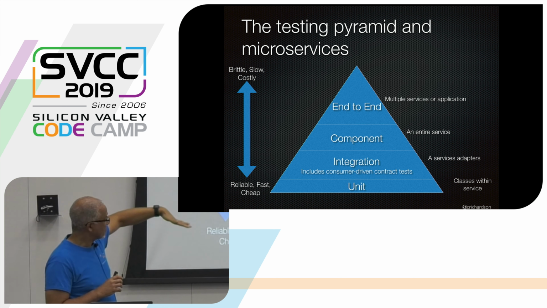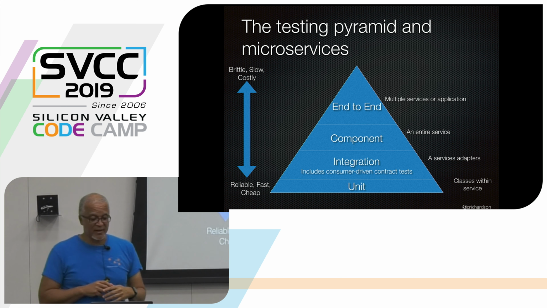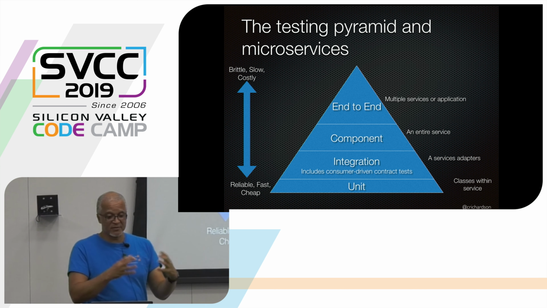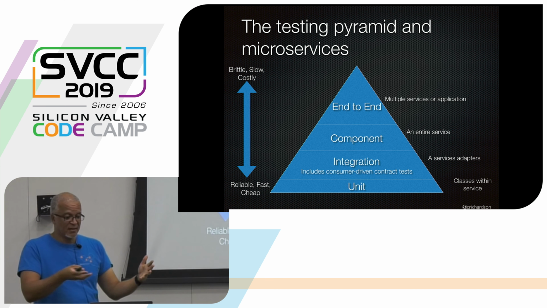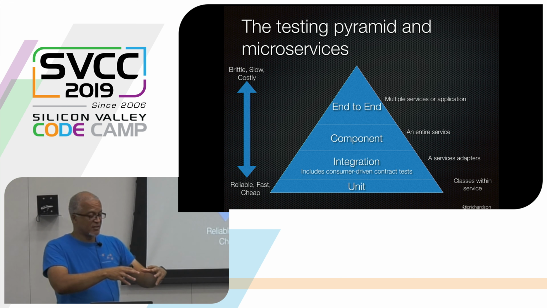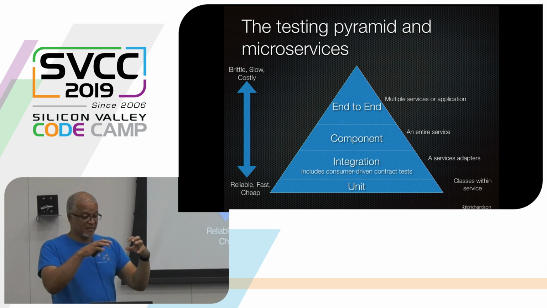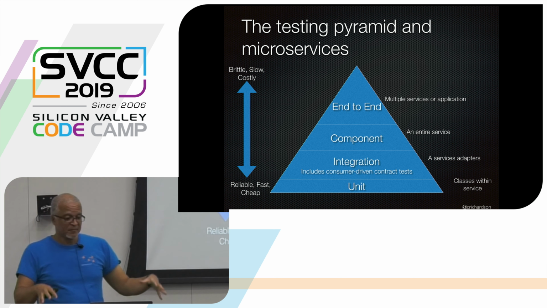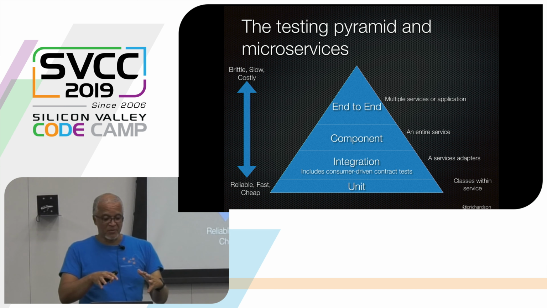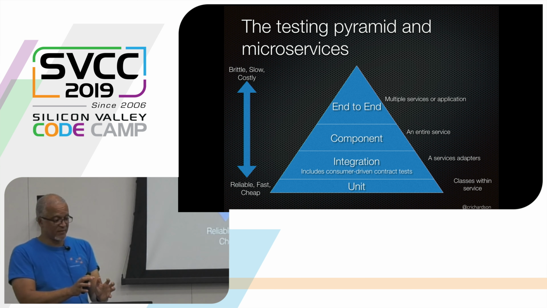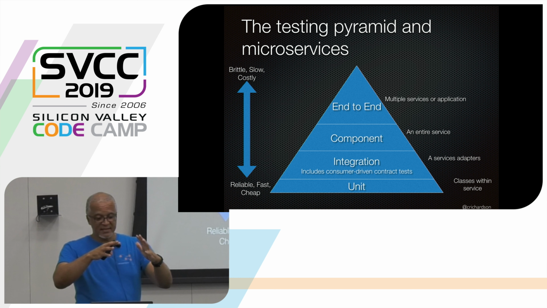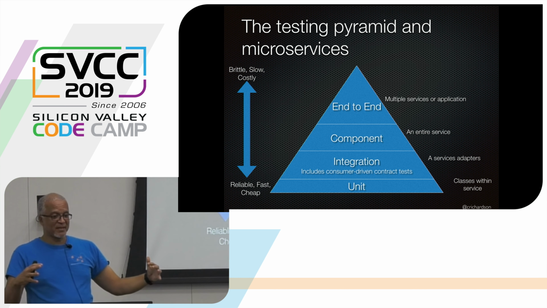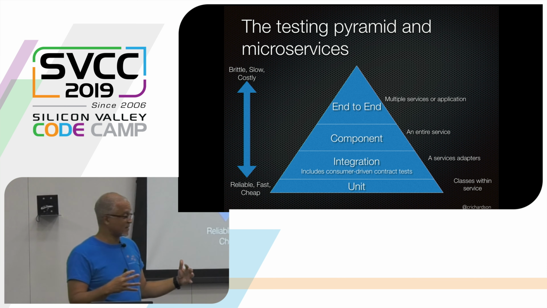And so the pyramid is comprised of layers, right? And there's different types of tests. So at the bottom, you've got unit tests, where you're testing individual classes. Above that, you've got integration tests, where you're testing the adapters of your services. Then you have component testing, where you're testing an entire service. And then there's end-to-end testing, where you're testing essentially the entire application, an entire set of services.